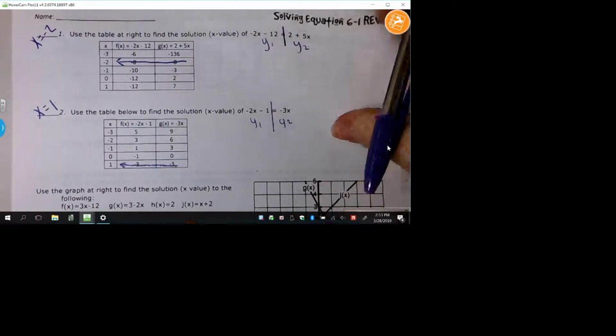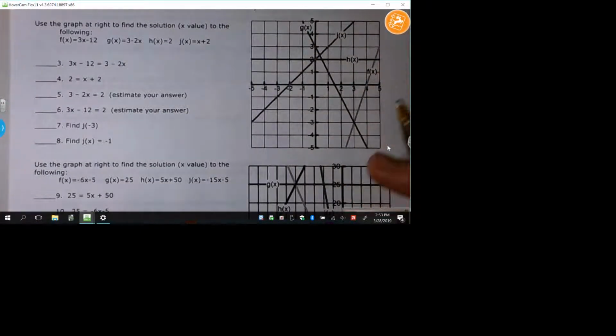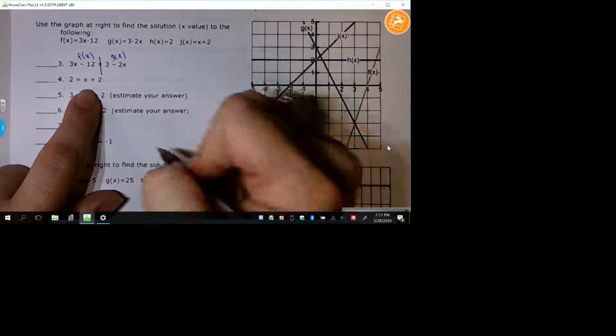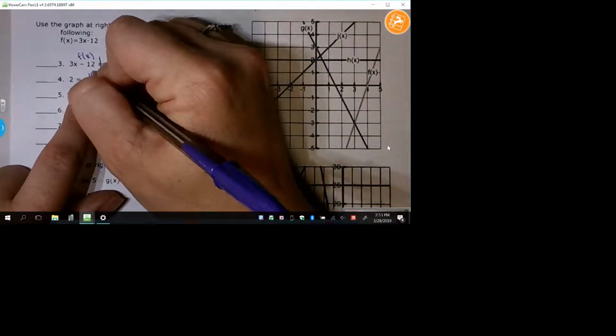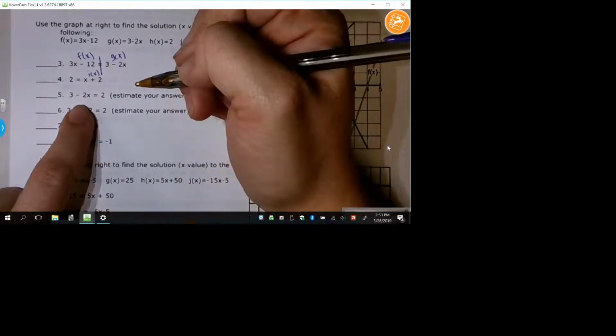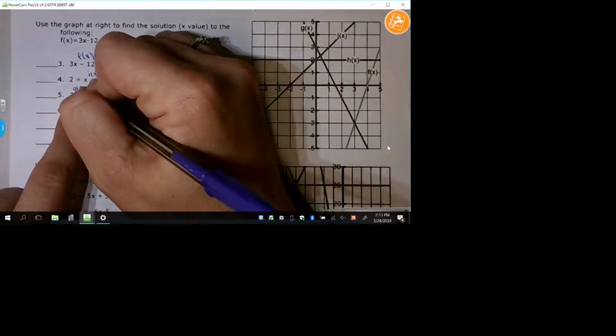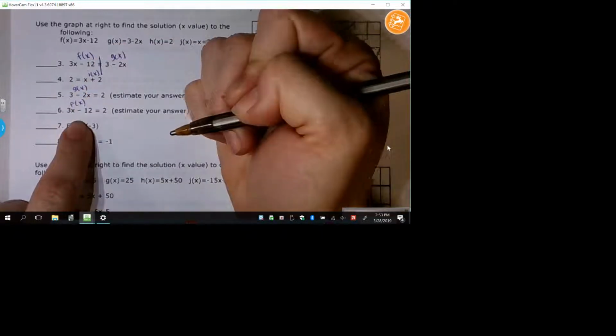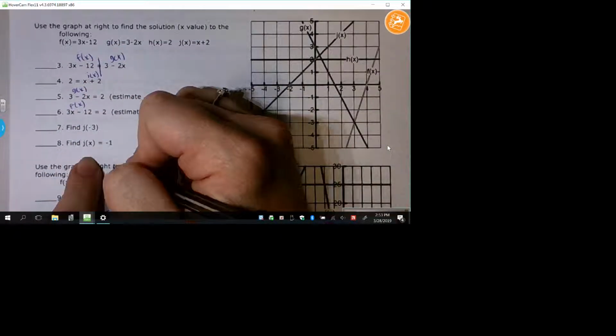Okay, let's look at number 3 through 8. I'm going to go ahead and label, because if you notice, the graphs are labeled g of x, j of x, h of x, f of x. So 3x minus 12 is f of x, 3 minus 2x is g of x, x plus 2 is j of x. So those are my equations.